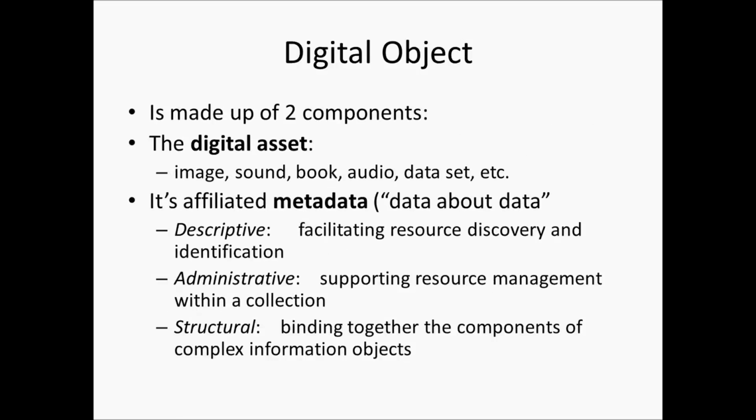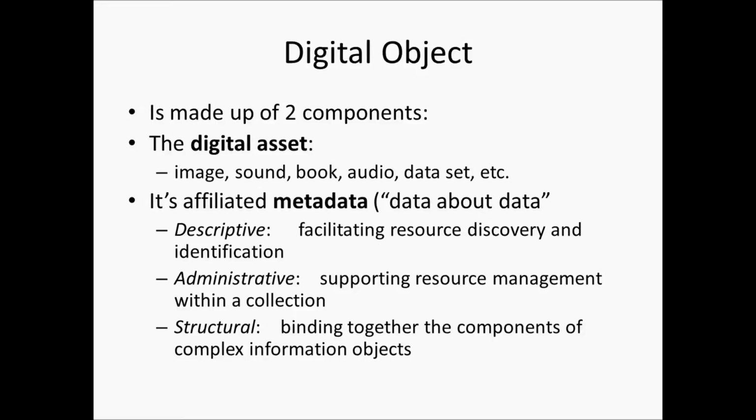So digital object, as I just mentioned, would be the digital asset. Sometimes it's referred to as a bit stream, zeros and ones, but this would be the image, the piece of sound, the book, audio, data set, etc. And then its affiliated metadata. This would be the data about data. We haven't talked about metadata too much, but I'm sure most of you at least have heard the word before, if not maybe taken a cataloging class or have done some kind of metadata work.